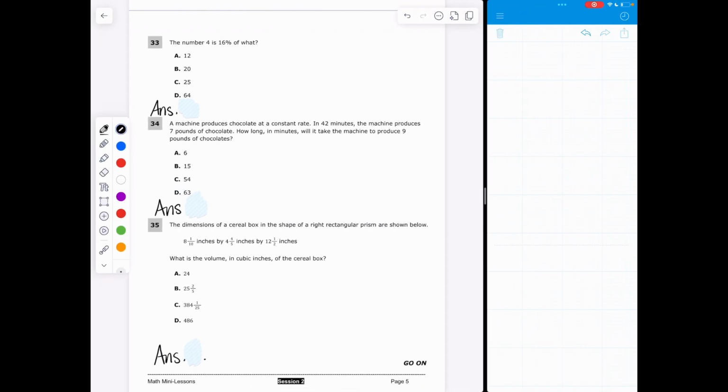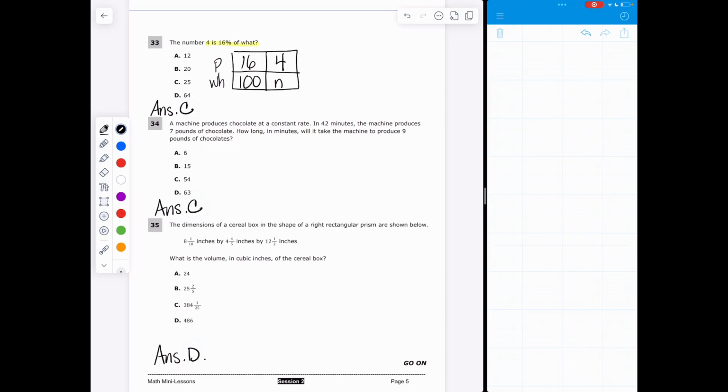Right, 3 more. 33 is C, 34 is C, and 35 is D. Okay, so for the first one, we have 4 is 16% of what? So again, I can think of a few different ways I can do this. So 4 is 16%. So I'm going to represent my percent as a ratio. 16 out of 100. So I have a part and I have the whole. So 4 is the part, so I'm going to put that in the same row as 16%. And I'm going to leave this here as what's the number I want to find.